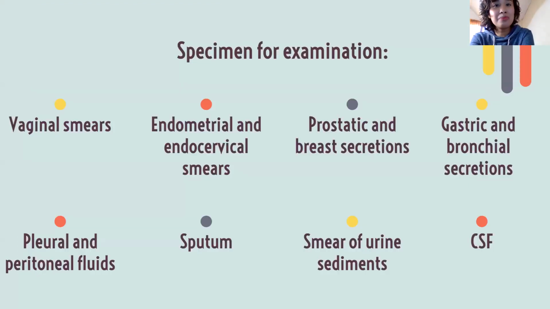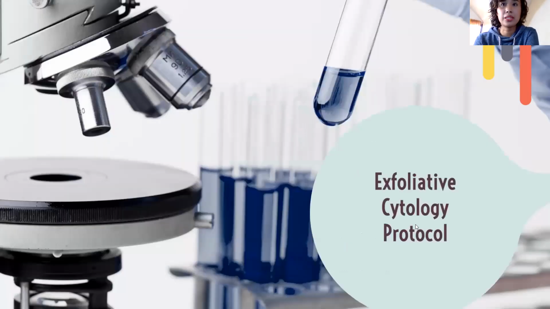So specimens for examination, guys. So vaginal smear, endometrial and endocervical smear. So class, endocervical, nasa cervix area, medyo nasa baba pa. Endometrial nasa uterus, okay? So class, kunyari may abnormality sa endocervical smear, edi yung cancer or yung lesion nasa cervix. Kung sa endometrial, nasa uterus, okay? Prostatic and breast secretions, gastric and bronchial, pleural, peritoneal, sputum, urine sediments, and CSF. Pero hindi masyado CSF.